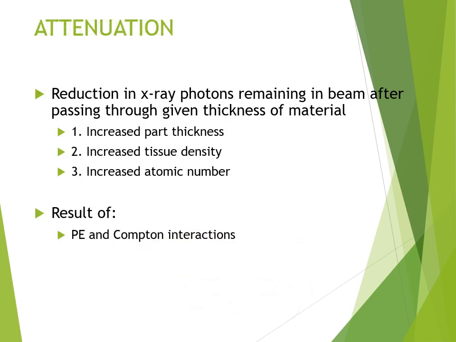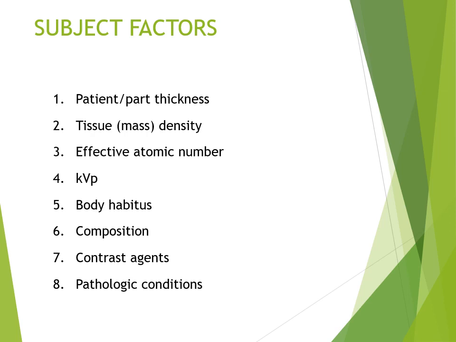So that reduction in X-rays remaining in the beam after passing through is due to a few things. It's due to an increase in part thickness, an increase in tissue density, and an increase in atomic number. Now it's a result of photoelectric and Compton interactions because photoelectric and Compton are absorption. Photoelectric is total absorption and Compton is partial absorption. So there are a number of factors that affect subject contrast, and we'll take a look at these right now.